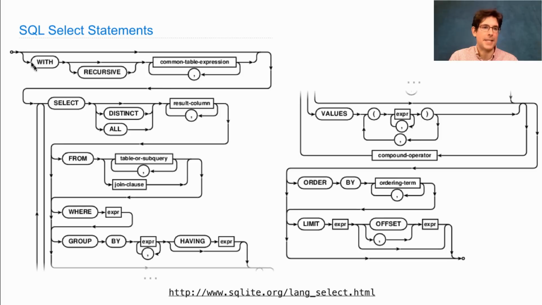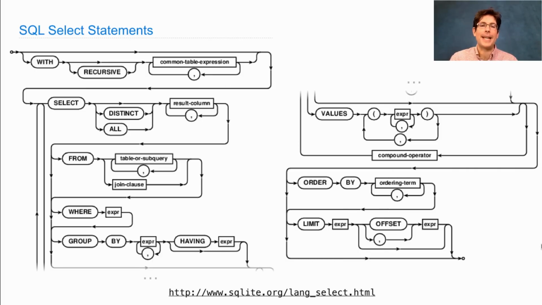So what this says is that you have an option of starting with or not. So you can have with and then a common table expression and then comma and then another common table expression. And when you're done with your with clause, then you start with select. And select describes columns, and then it can include a from or a where or a group by, etc.